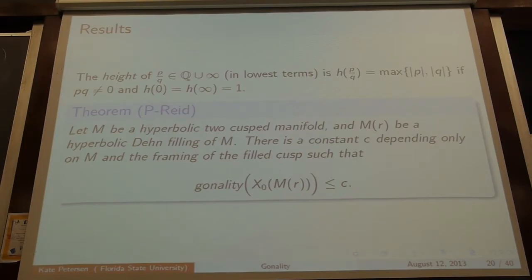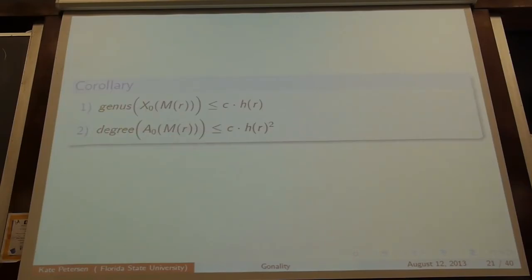So does C depend upon R or not? No, that's the point. It's a constant that doesn't depend on R at all. Take your favorite, take the Whitehead link, do all fillings of one component. You have an infinite number of manifolds. Their gonality is universally bounded. The constant depends only on the Whitehead link in this case. So what is the framing? The framing does not appear in this; it's irrelevant. The height and the framing are just for the corollary.